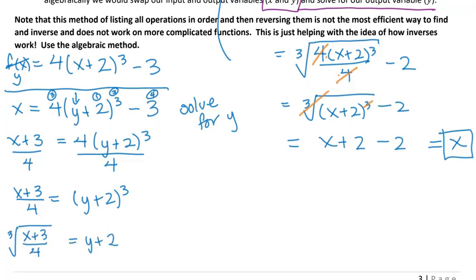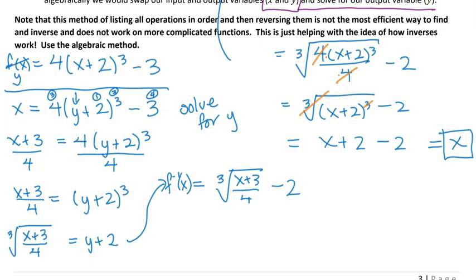And then the last thing I need to do is get rid of the 2, which I will do by subtracting. And I'm going to rearrange order here. So I have the cube root of (x + 3)/4, minus 2. And this I can call f inverse of x. So when we get all done, we swap back to our function notation, but we now have the inverse function.